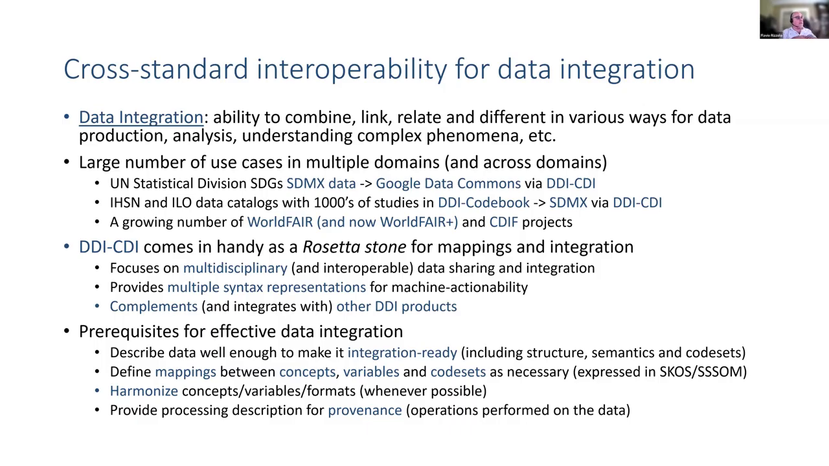Some prerequisites for effective data integration. We need to describe the data well enough so that it is integration ready. So we don't need to describe everything in the data, just what's necessary to understand it and integrate it with other data. We need to define the mappings and harmonize concepts when possible, because it's not always possible, but if not, the mappings would cover a lot of ground when harmonization is not available or not doable. And we need to provide the descriptions for provenance to make sure that a user of a data set understands what happened to it, where it's coming from, how it's been transformed, what the quality is, and so on.